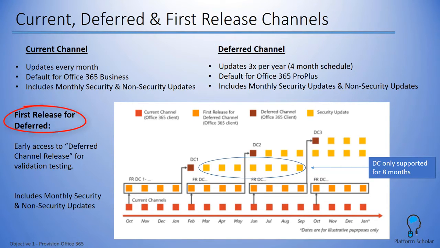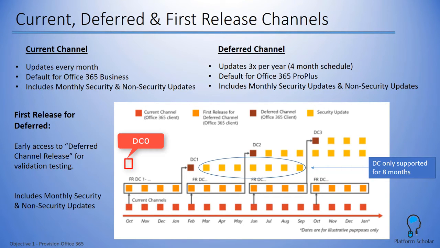The last thing on the slide to mention is the first release program for the deferred channel. Since there's a 4-month lag between when the current channel update is made available and when the deferred channel update based on that release is made available, that gives businesses 4 months to test and validate. Participants in the first release program will have access to that deferred channel update for that 4 months preceding the major release. Okay, so let's go into this diagram to explain further.